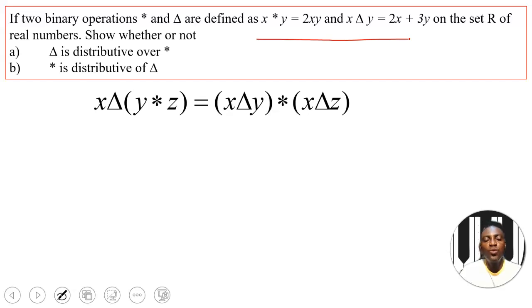Okay, so first of all, we do the bracket first. Here we maintain our x, and then y star z goes with this part. According to the definition, it's going to be 2 times y times z.